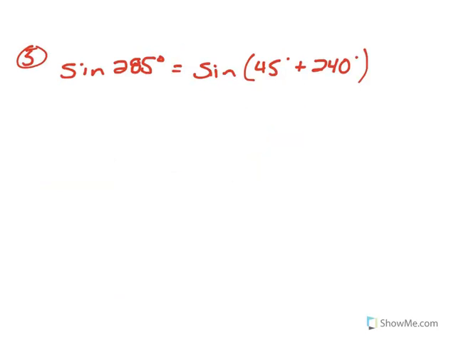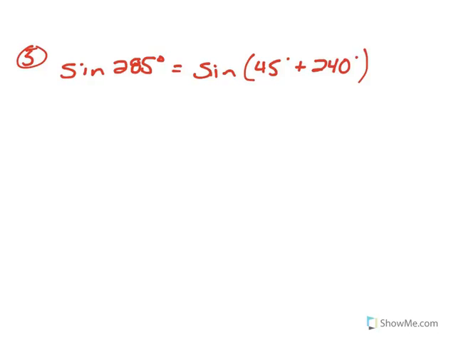Number 5, we're supposed to figure out what sine of 285 degrees is. I chose to break 285 apart into 45 degrees and 240 degrees. Once again, the angles you choose don't matter as long as those angles end up being special angles. Special angles are multiples of 30 degrees or multiples of 45 degrees.